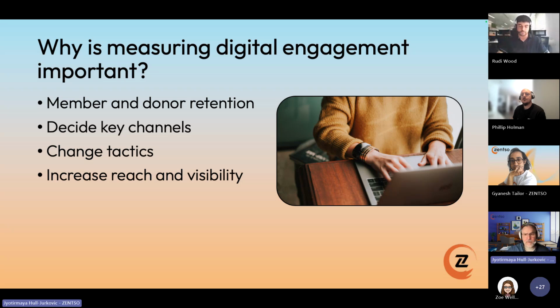The measurements and the way in which we measure is different for every single organization we work with. You might have some strategic goals, but the measurement of digital engagement allows you to change tactics halfway through a campaign or a financial year or something like that, because you can see what's working and what's not in terms of what you're doing quite easily with this measurement. So you can change tactics halfway through and adjust what you're doing as an organization. And obviously increase your reach and visibility.